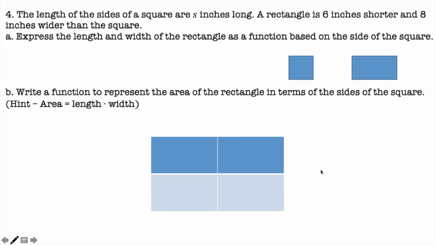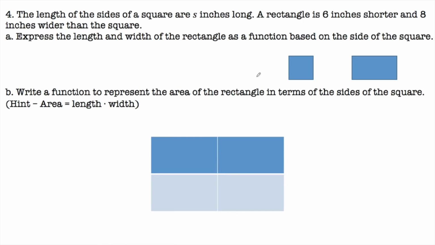Okay, with word problem, we have the length of the sides of a square are s inches long, a rectangle is 6 inches shorter and 8 inches wider than the square. Express the length and width of the rectangle as a function based on the side of the square. So let's pick a color. Let's go with cyan. That seems fun.